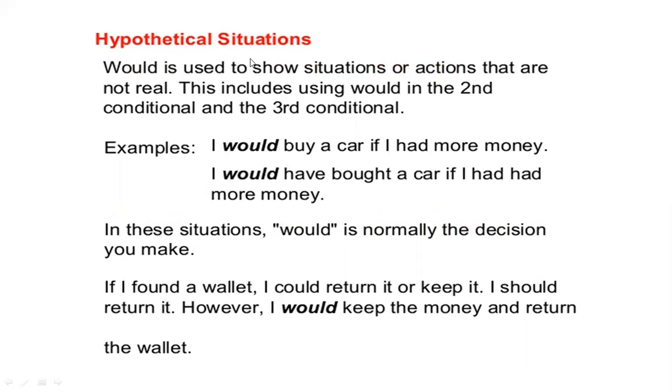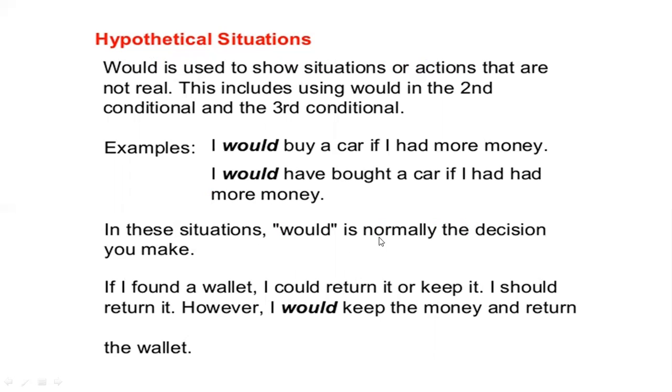Then hypothetical situations. Would is used to show situations or actions that are not real. This includes using would in the second conditional and the third conditional. For example, I would buy a car if I had more money. Then, I would have bought a car if I had more money. So we can use would in the second conditional and third conditional.